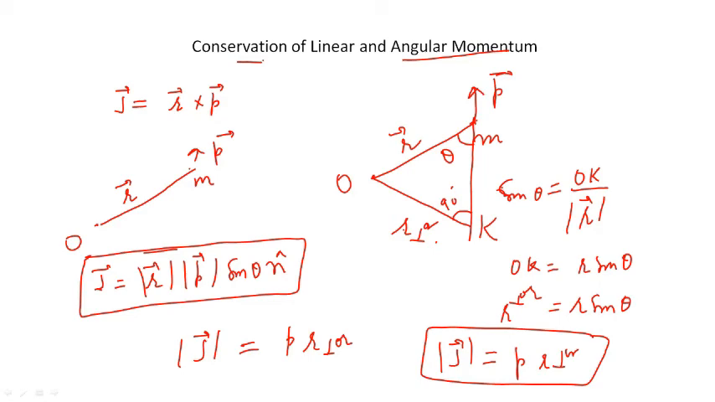The direction of the angular momentum you can find by the right hand thumb rule. If your fingers are rotating in the anti-clockwise direction, then the direction of the angular momentum will be represented by the thumb. Or you can take the example of a wheel. If a wheel is rotating in the anti-clockwise direction, then the angular momentum will be in the upward direction. If a wheel is rotating in the clockwise direction, then the angular momentum will be in the downward direction.